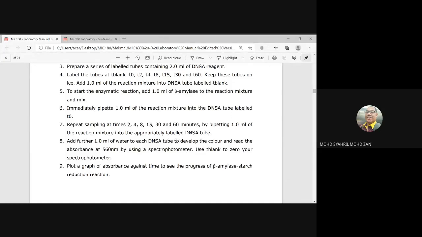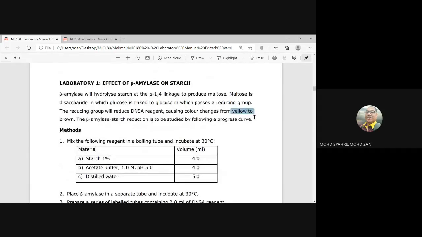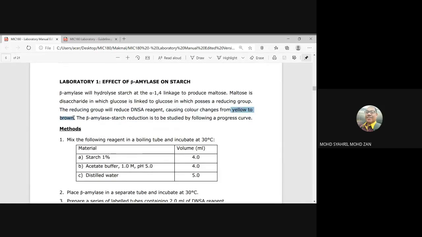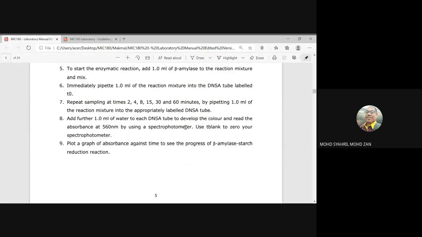For what? For the mixture to develop the color. What kind of color? From yellow to brown. Okay. And then you have to read it on special equipment or tools. We call it a spectrophotometer. So this spectrophotometer, you have to calibrate at the absorbance wavelength of 560 nanometer. Okay, so we use the blank without any enzyme, just the mixture and DNSA, as the 0 for your spectrophotometer.